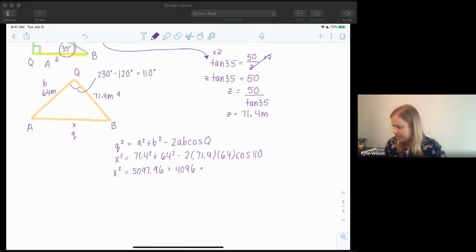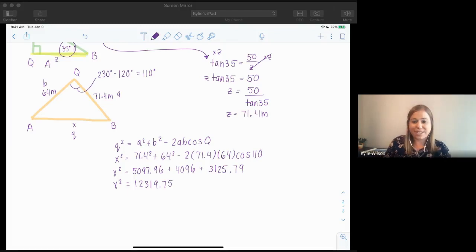So I'm just going to simplify that. So I will get 3125.79. There we go. And now we'll simplify all of that. So we'll have 5097.96 plus 4096 plus 3125.79. And then if I look at this, the answer is way too big for my question, right? That doesn't make any sense. It's way too big. So now we're going to square root that.